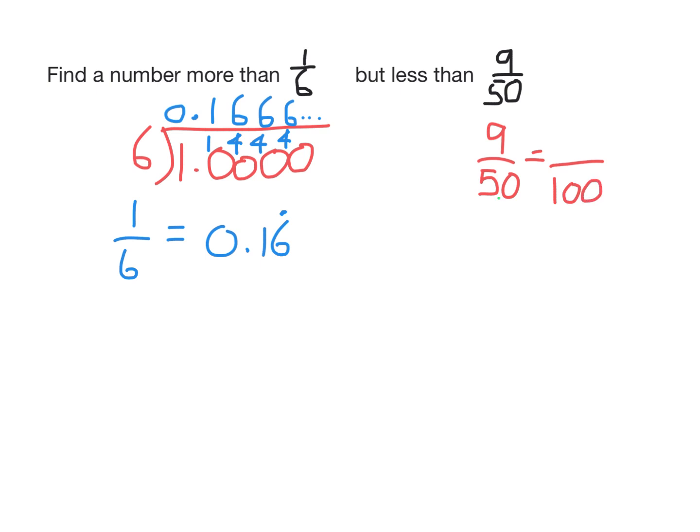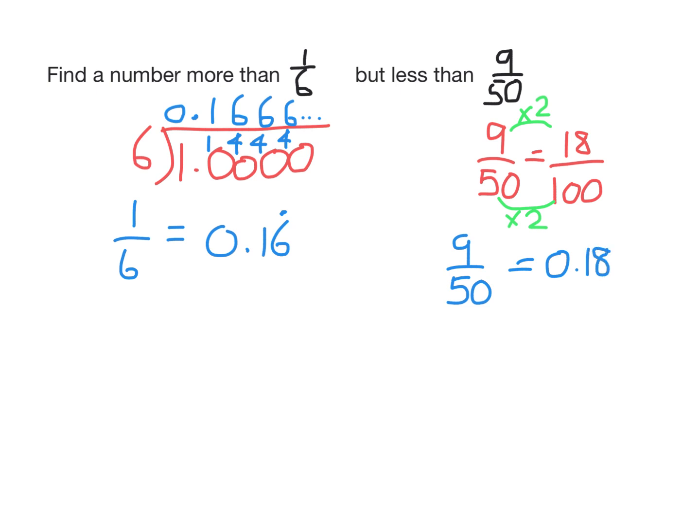So how do I go from 50 to 100? I need to times by 2. What I do to the bottom, I'm going to do to the top. So 9 times 2 is 18. 9/50 is equal to 18 hundredths. So 9/50 is equal to 0.18. So this question's become a lot easier.